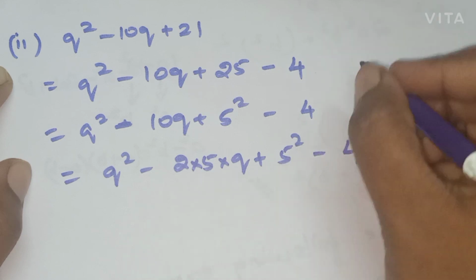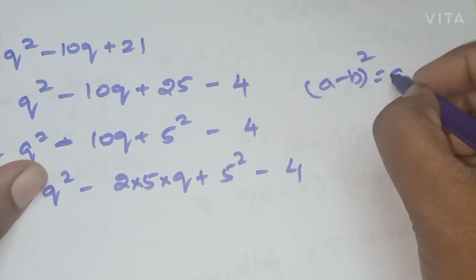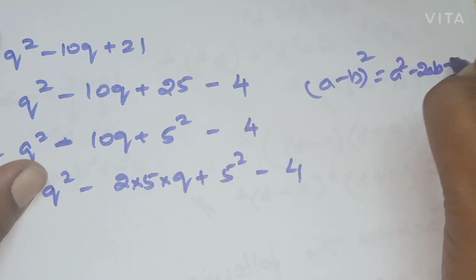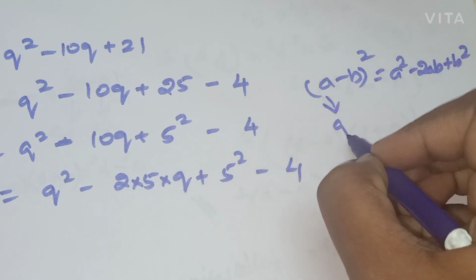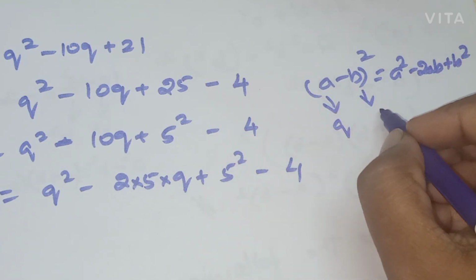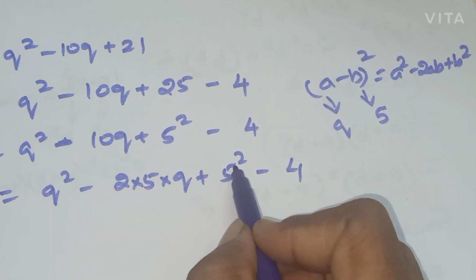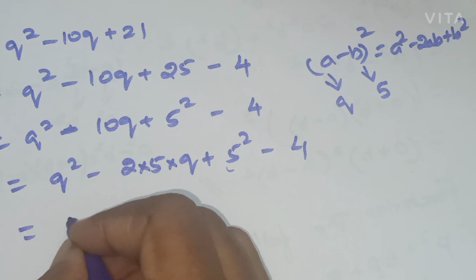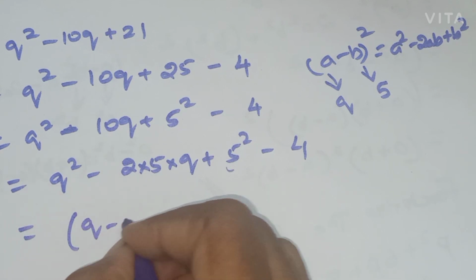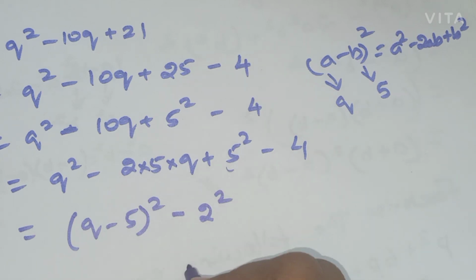So this formula will be a minus b whole square equal to a square minus 2ab plus b square. In the place of a we have q, in the place of b we have 5. So the value will be a minus b the whole square, that is q minus 5 the whole square minus 4. 4 we can write it as 2 square.